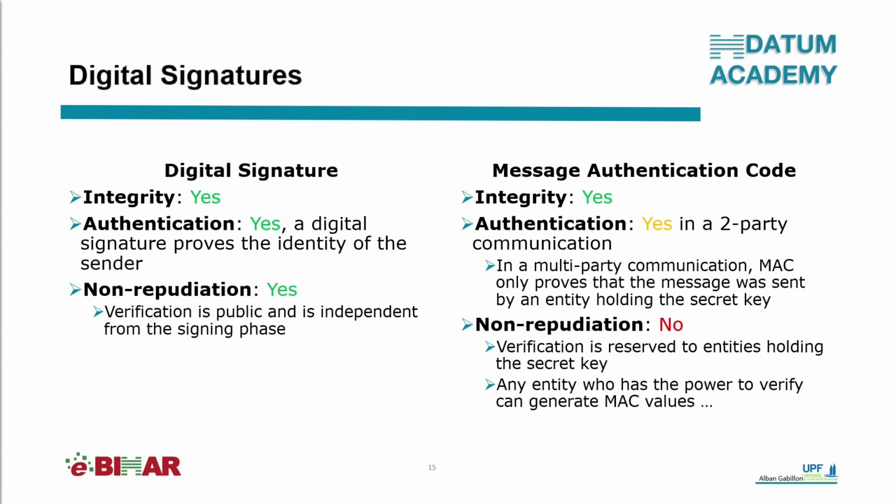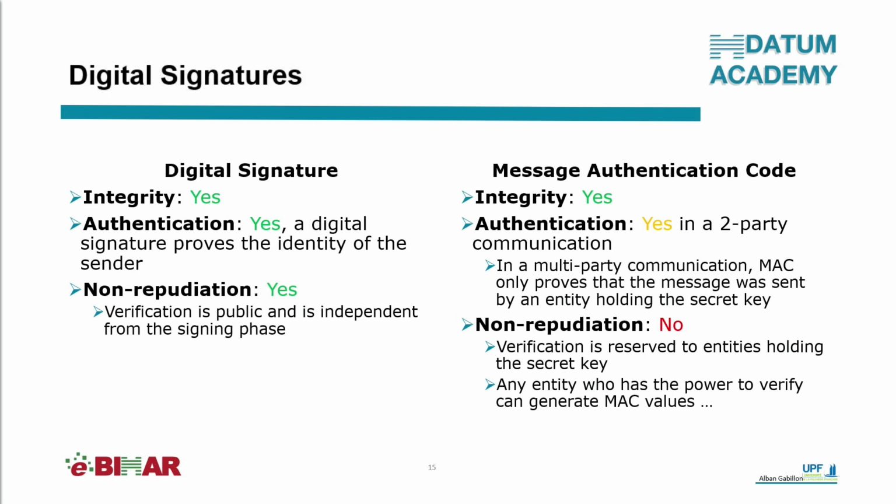I would like to conclude this video by comparing the properties of the digital signature and the MAC. Both cryptographic constructs ensure message integrity. The digital signature ensures authentication since it proves the identity of the sender. The MAC ensures a weaker form of authentication. It authenticates one party to the other party in a two-party communication. In a multi-party communication, MAC only proves that the message was sent by an entity holding the secret key.